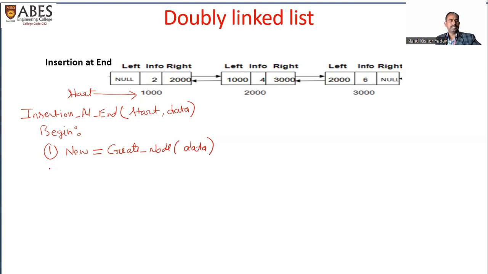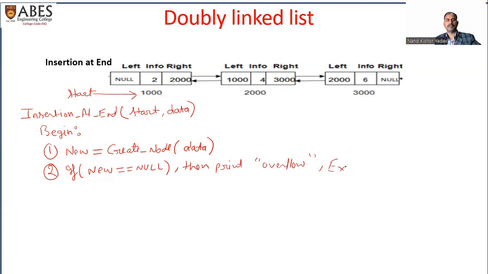In the next step, we will check if the memory is allocated or not to the new node. We have to write if new is equal to null, means no memory is allocated to the new node, then we have to write here print overflow, means memory is not allocated to the new node, and from here we can perform the exit operation. We can exit from here.